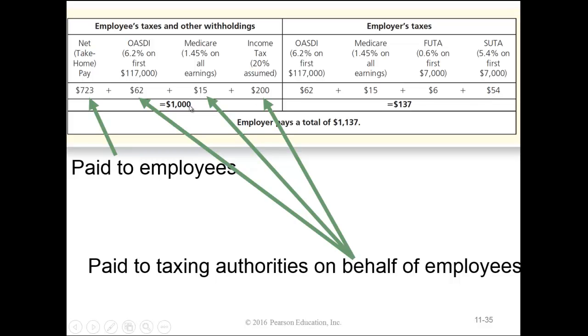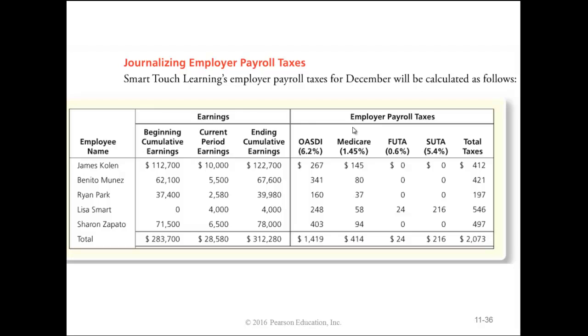Okay, so in actuality, to pay somebody, if somebody makes $1,000 as an employer, by the time you tack on the extra employment taxes, it actually costs you $1,137. In this example, based upon these rates.